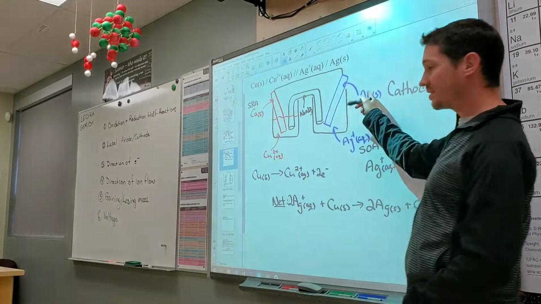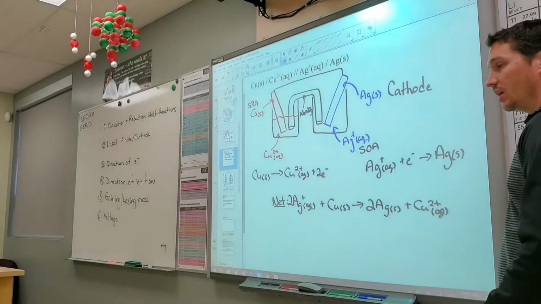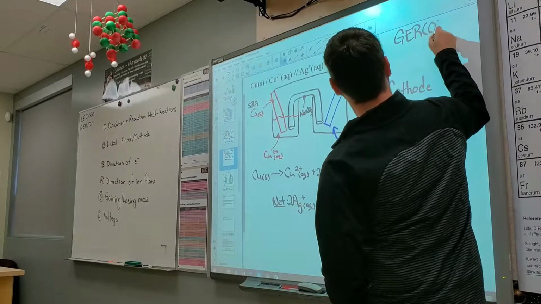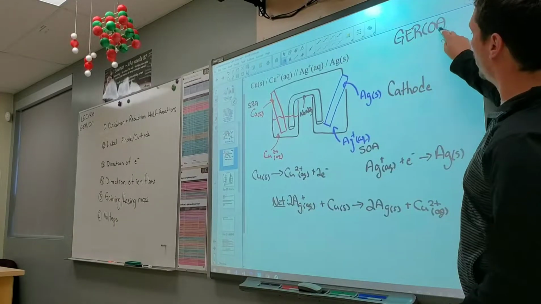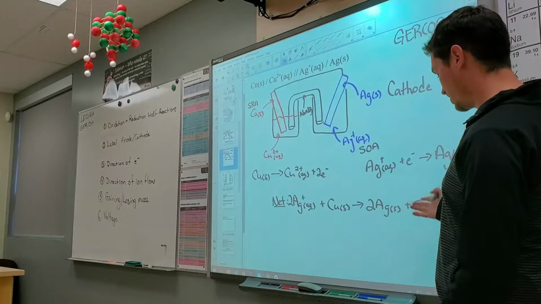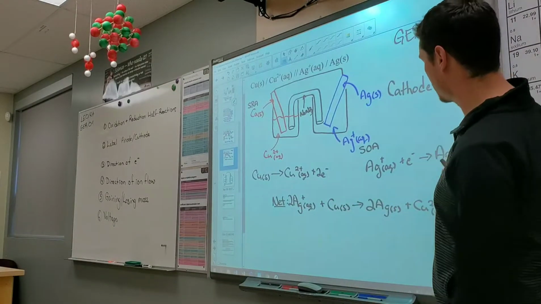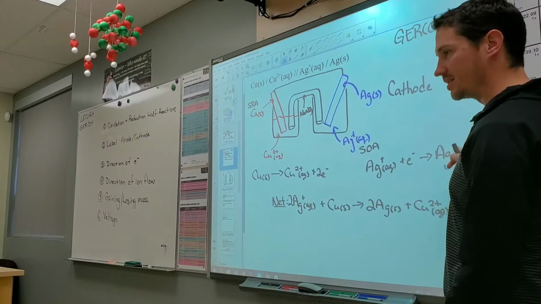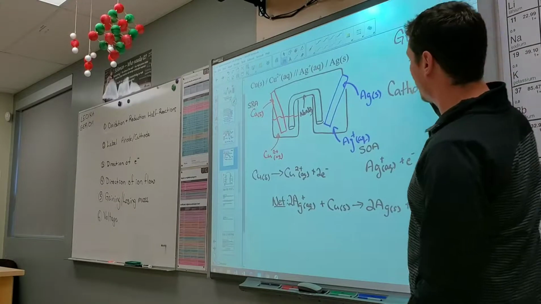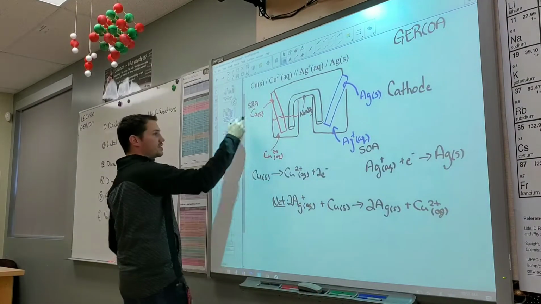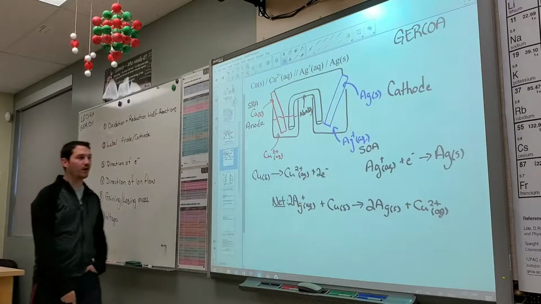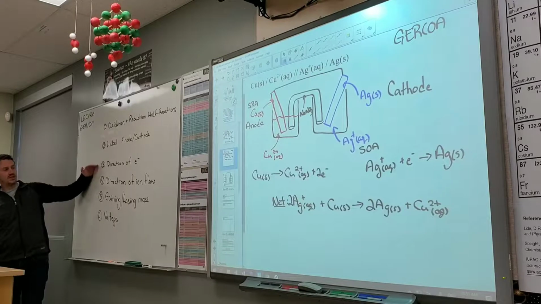Why is this the cathode? Yeah, because the cathode is always related to the strongest oxidizing agent, right? And so the cathode, what's the solid conductive piece of material in here? It's the silver solid. Okay, so that's the cathode. Then that means that this solid chunk of conductive material needs to be the anode. Perfect, no problem.